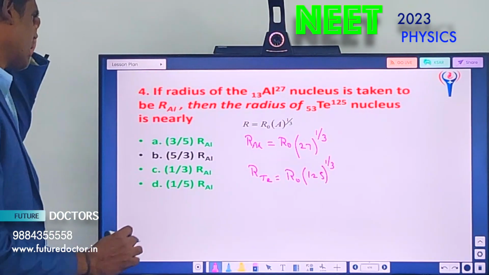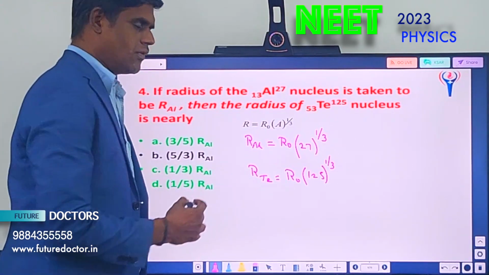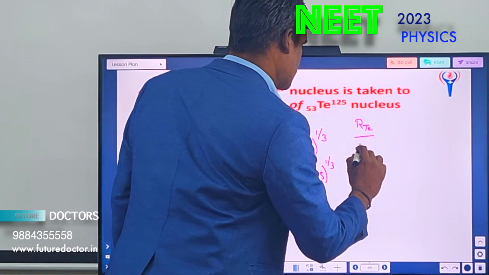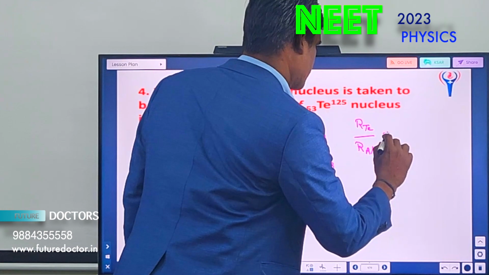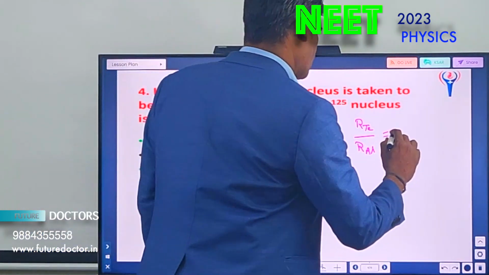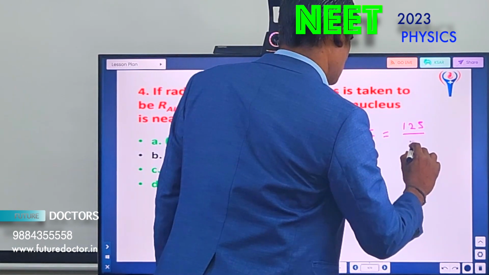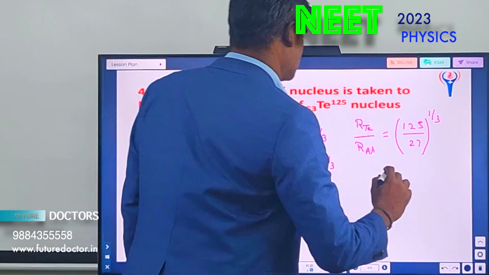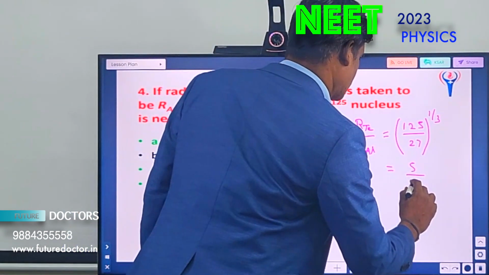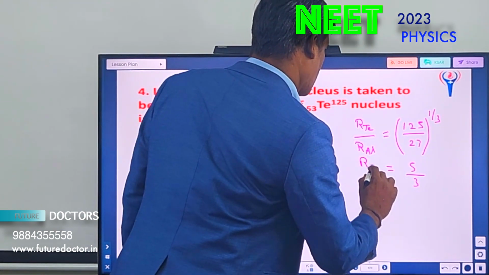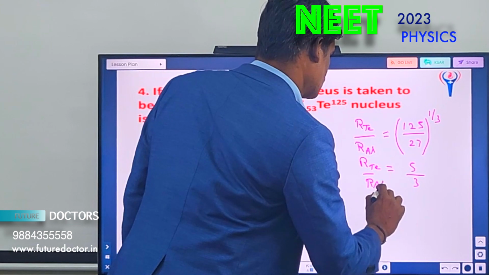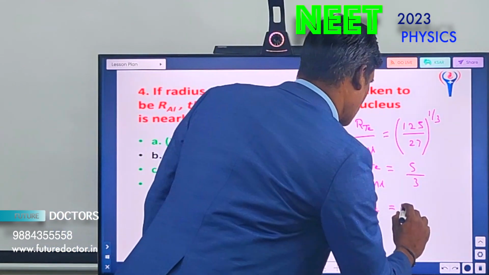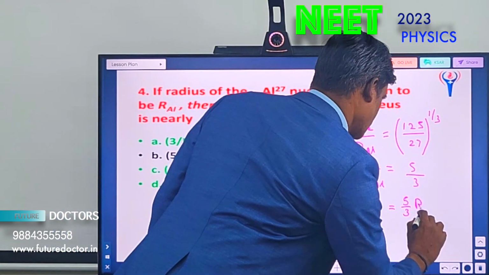Then what do you want to find? You want to find the radius of the tellurium nucleus in terms of the radius of aluminum. So divide R tellurium by R aluminum. R naught gets cancelled. Then 125 divided by 27 whole power 1 by 3. Cube root of 125 is 5, cube root of 27 is 3. So R tellurium by R Al equal to 5 by 3. Then R tellurium equal to 5 by 3 R aluminum.